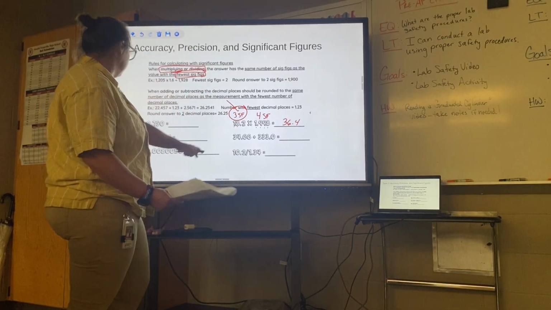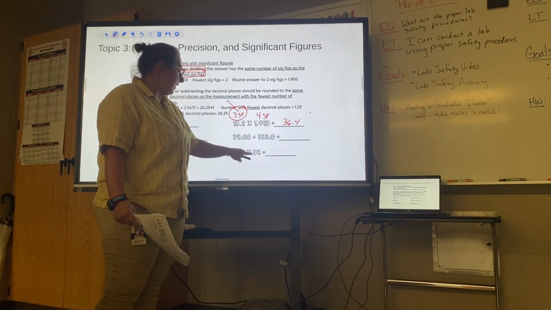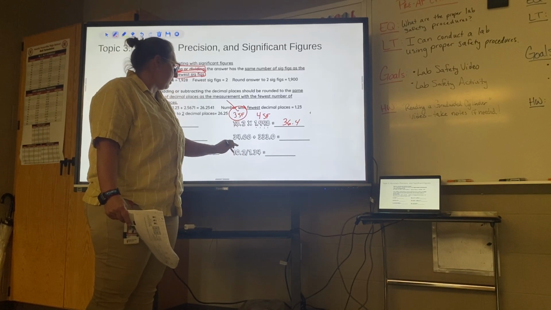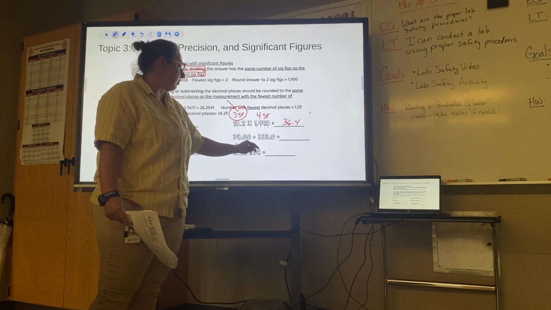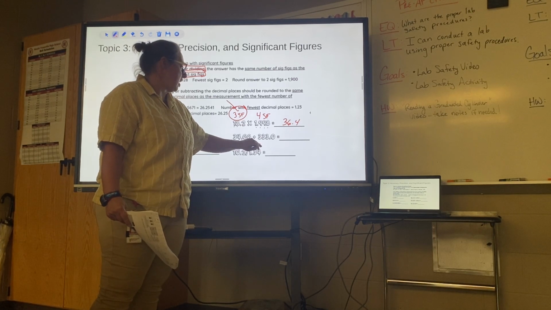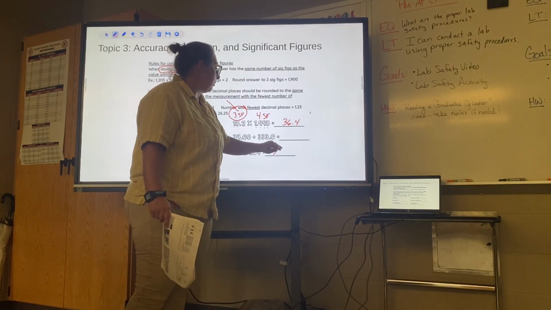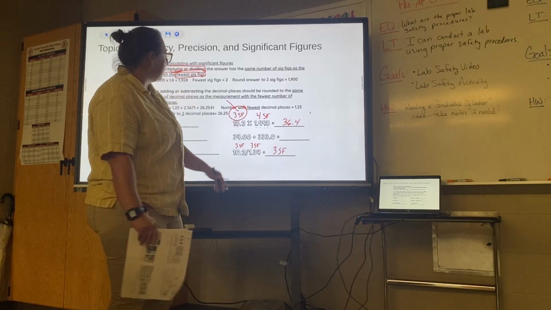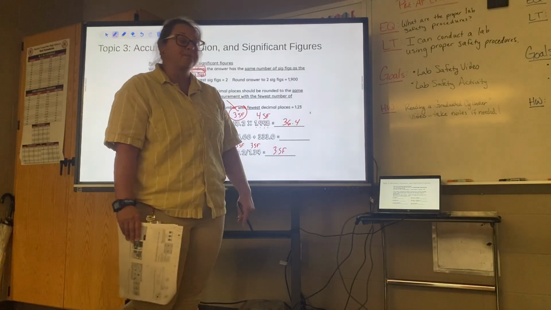If I do this one here, 10.2 divided by 1.34. This one has 1, 2, 3 sig figs. This one also has 1, 2, 3 sig figs. So therefore, when I get my answer, I need to have it reported in 3 sig figs also. So this is the process you do whenever you are multiplying or dividing.